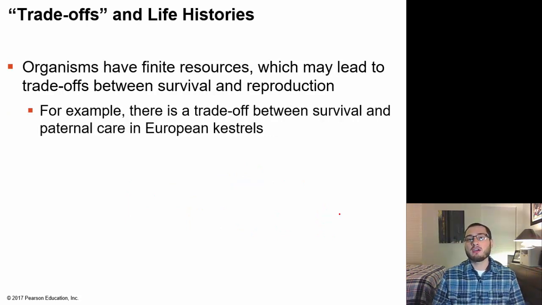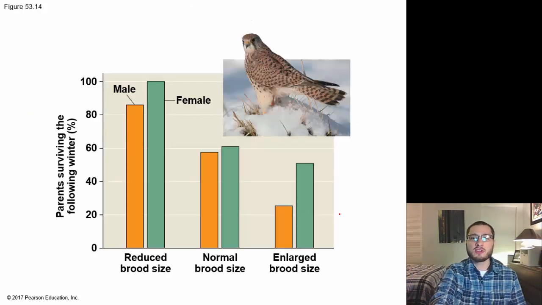So you have trade-offs of life histories. Organisms have finite resources. They don't have infinite resources. They have a finite amount, which may lead to trade-offs between survival and reproduction. So there's a trade-off between survival and parental care of European kestrels. All right, these birds have a trade-off where you're going to see the parents surviving the following winter. You see that a normal brood size is going to have about 60%, and an enlarged brood size is going to have even less. But if you reduce the brood size, that's going to be the best.